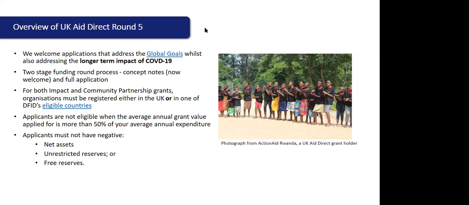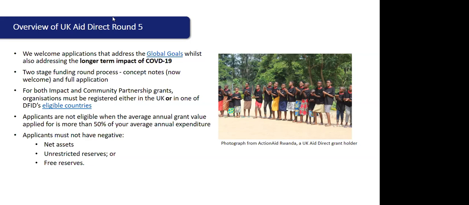If, however, your average annual expenditure over the last 3 years is £500,000, you would be eligible to apply for a grant of £300,000 for a 3-year project, because the average annual value of your grant is therefore less than 50% of your £500,000 expenditure. Now, please do note that this isn't the same as the previous eligibility criteria, where applicants couldn't hold more than 40% of DFID funding.